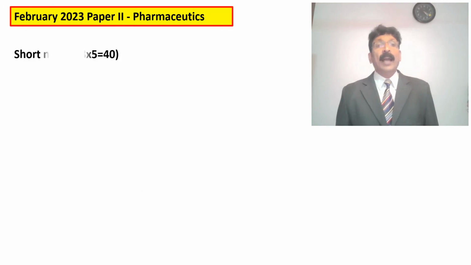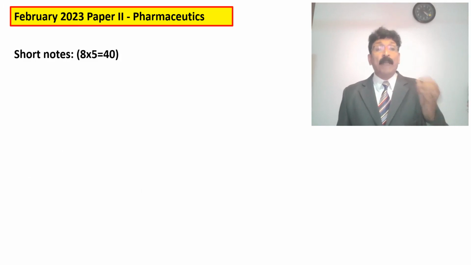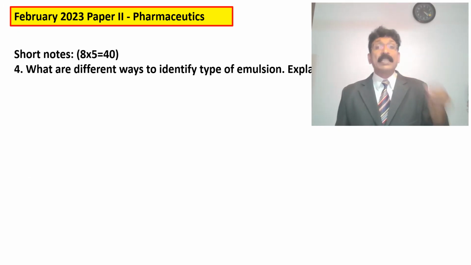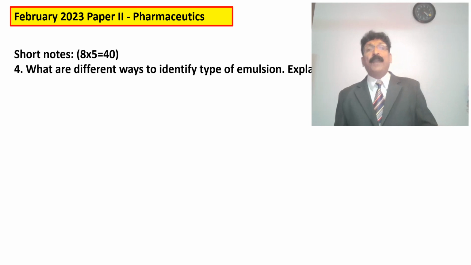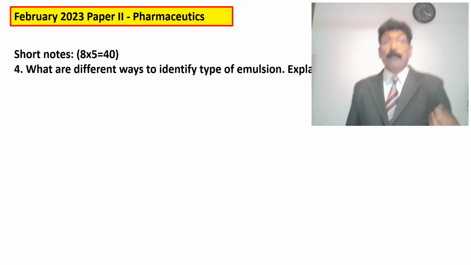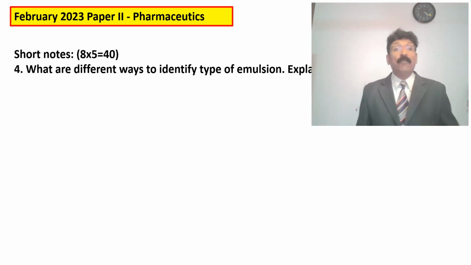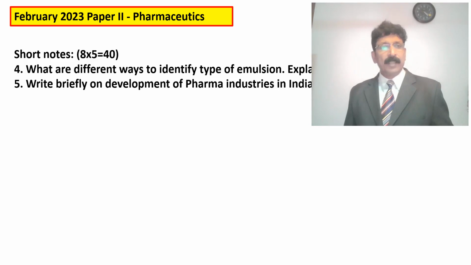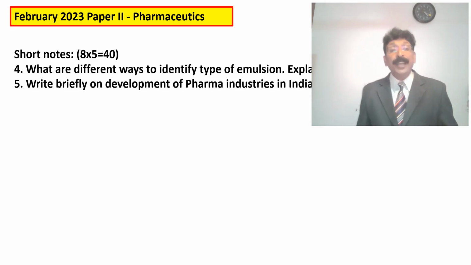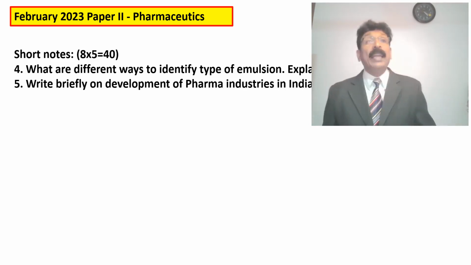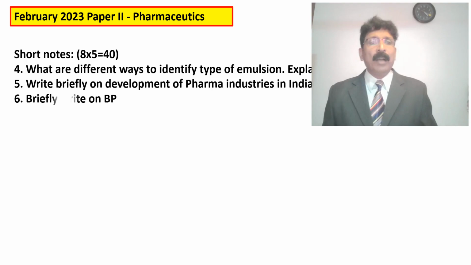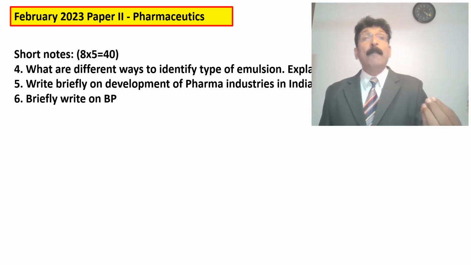And in the same question paper of February 2023, Pharmaceutics paper 2, they have asked 8 short note questions, in which number 1: what are different ways to identify types of emulsion and explain them? 5-mark question. Write briefly on development of pharma industry in India. 5-mark question. Briefly write on British pharmacopoeia.